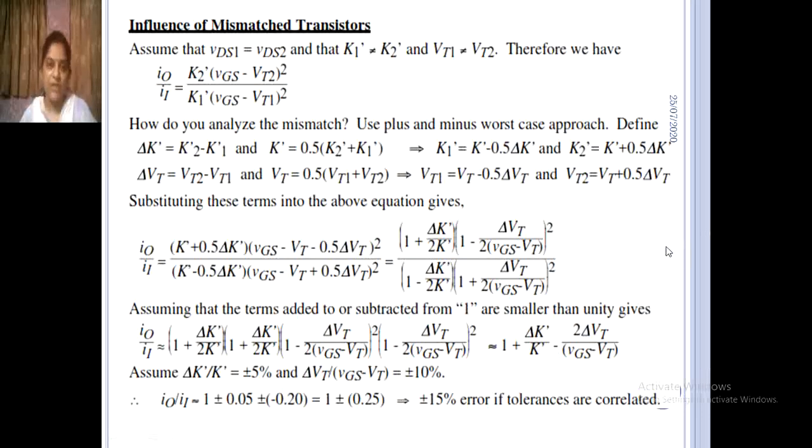Then, the influence of mismatched transistors. If the transistors are not matched, then the constants are also not matched, as well as the threshold voltages. Therefore, the equation for I0 divided by I1 becomes like this if mismatched transistors are used. So how do we analyze the mismatch? Use the plus and minus worst case approach and define the ratio, that equation, once again, like this.